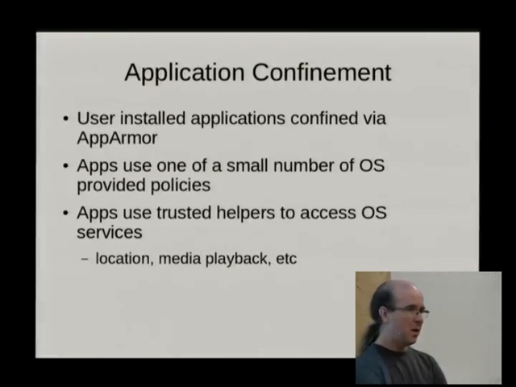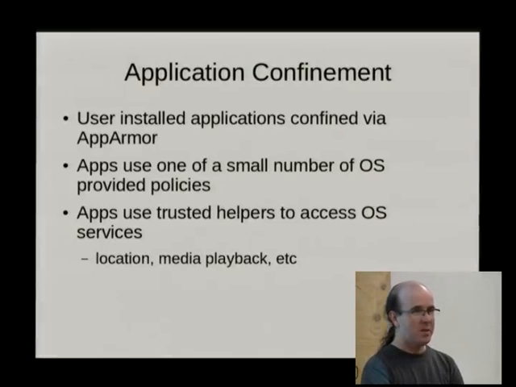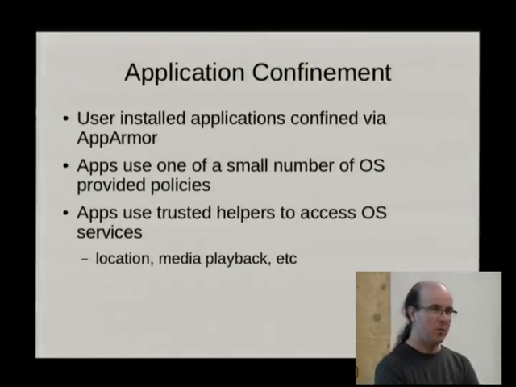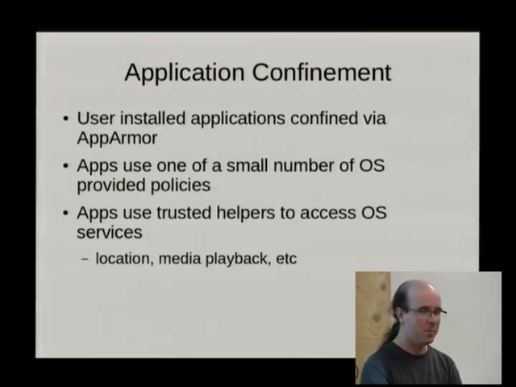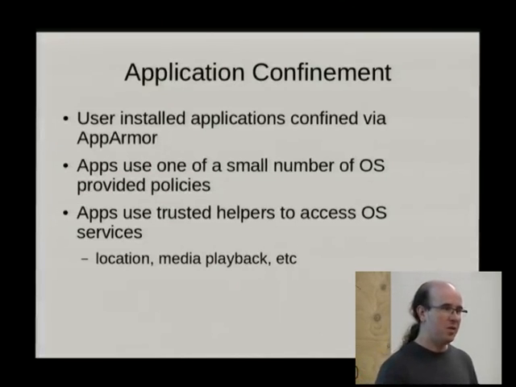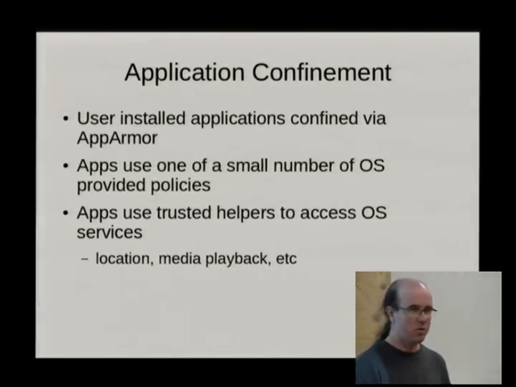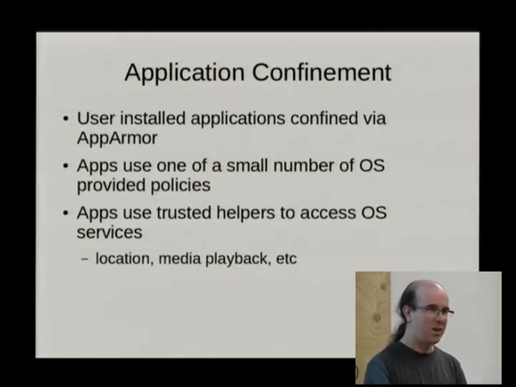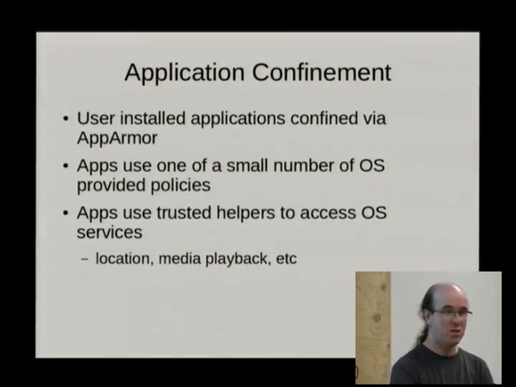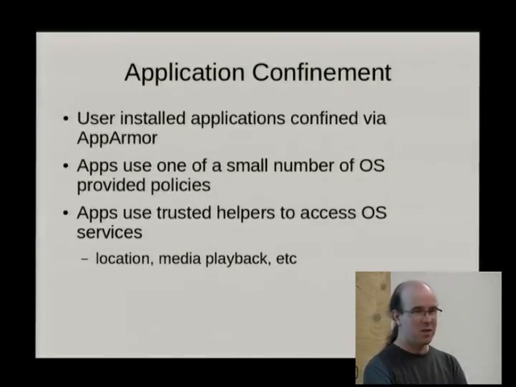So for a lot of services like the GPS, we're working via a system of trusted helpers where rather than an application directly accessing the GPS device, it'll make a call over dbus to a service which will talk to the GPS on their behalf, and that service can then make a policy decision over whether the application is allowed to talk to the GPS.